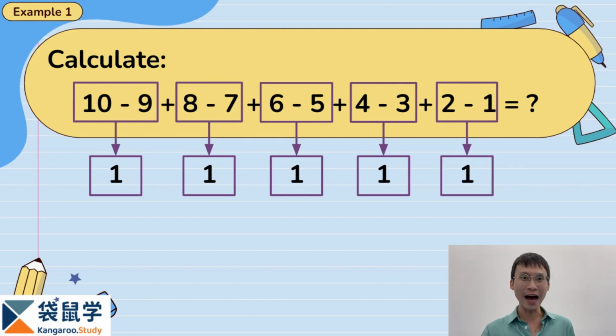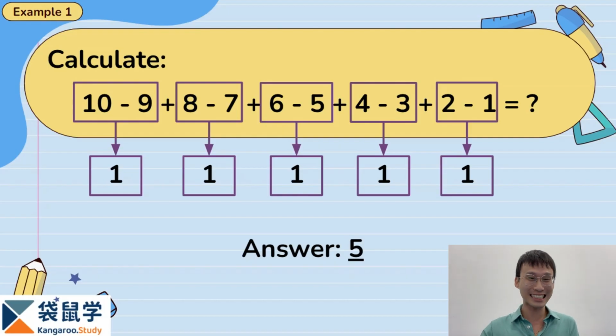Now, big question. How many 1s do we have? Yes, exactly. We have 5. So the final answer is 5 again. See? So by grouping using the repeated signs and the number pattern, we get the same small result from each group, which makes this long calculation super easy.